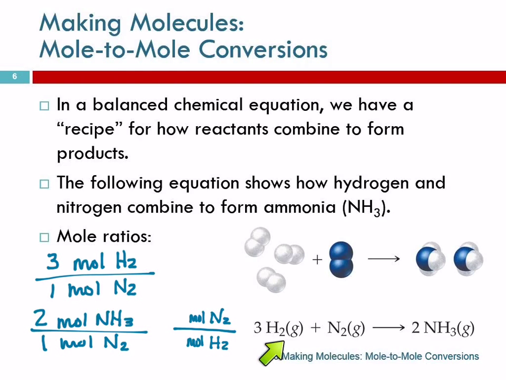I go to the balanced chemical equation and I look for the coefficients in front of those formulas. There's a 3 in front of the hydrogen. So then I put a 3 in front of moles of hydrogen. There's an understood 1 in front of nitrogen, so I'm going to write 1 nitrogen. I can do any 2 in a ratio.